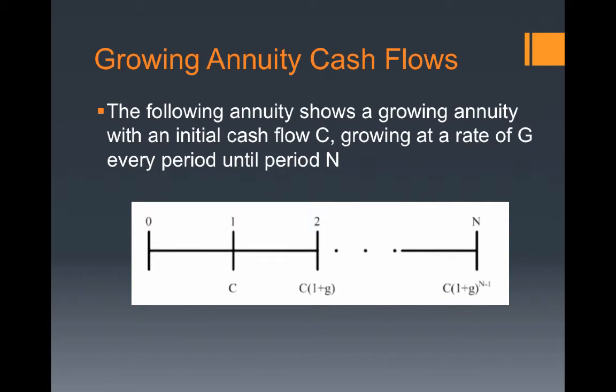So this is what the cash flow would look like. The cash flow in period 1 would be C, the amount of the annuity. But if the annuity was growing, the cash flow in time period 2 would be the cash flow, the annuity, times 1 plus the growth rate. All the way to period N, it would be the cash flow times (1 plus the growth rate) to the N minus 1.